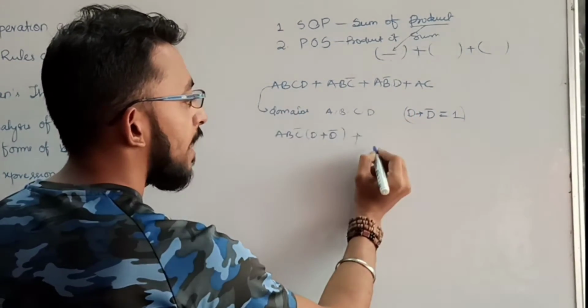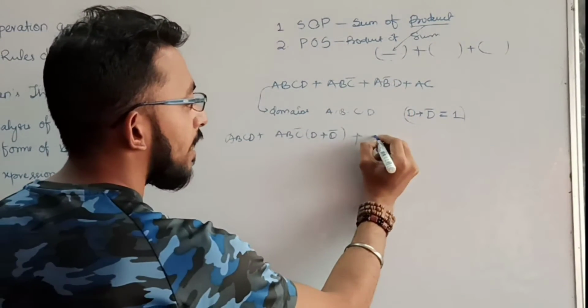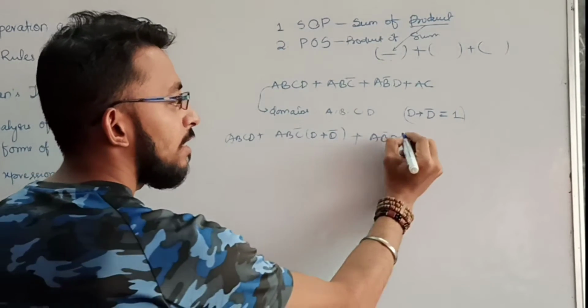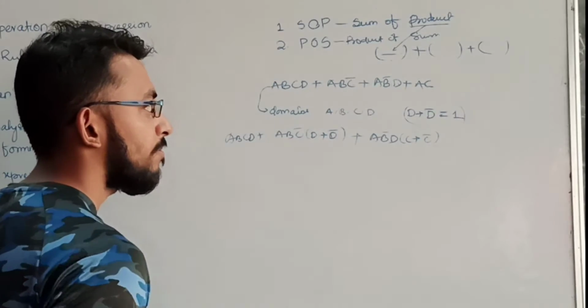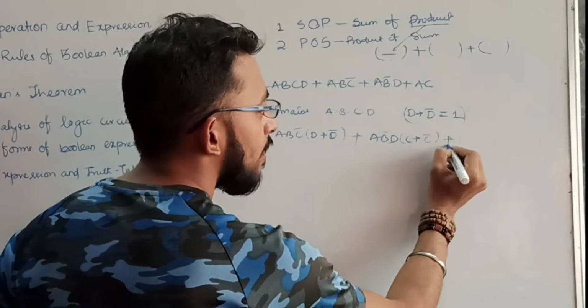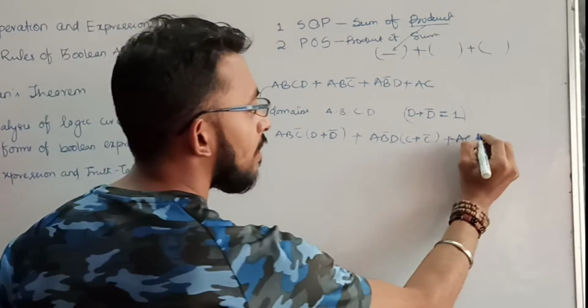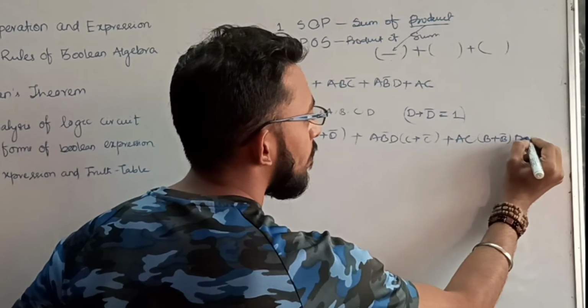Now the third term, A B bar D is there. What is missing? C is missing, so I have to add C plus C bar. In the last term, A C is there. What are the terms that are missing? One is B plus B bar. Second one is D plus D bar.